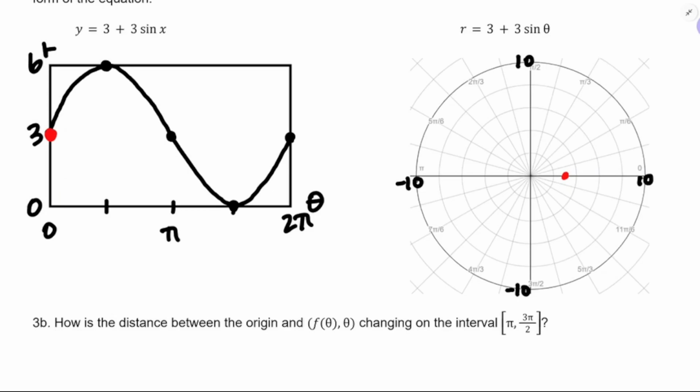6 at theta equals pi over 2. Graph that one in blue. 1, 2, 3 circles away. Get back to 3 at theta equals pi. So 1.5 circles. And theta equals 3 pi over 2, r equals 0. And then 2 pi, which is the same as 0.